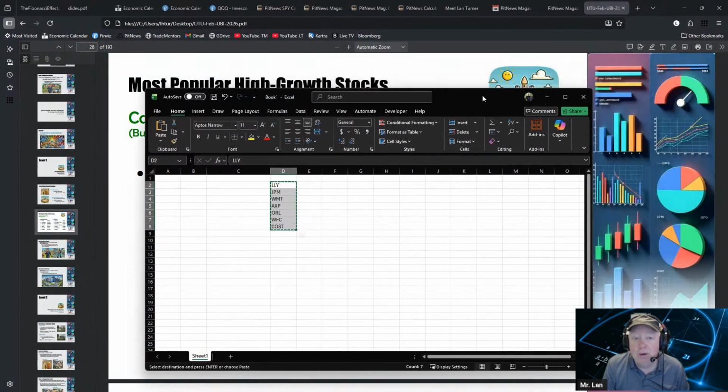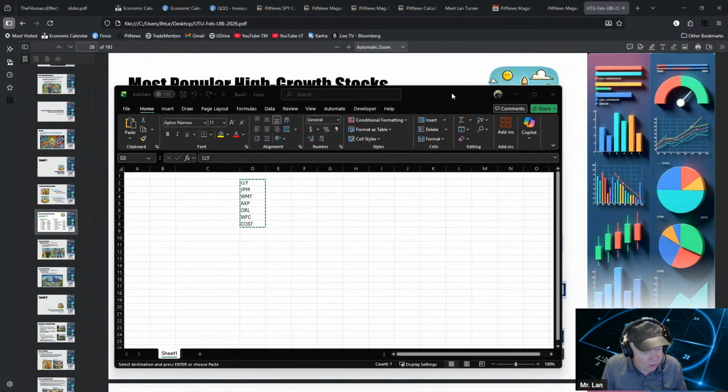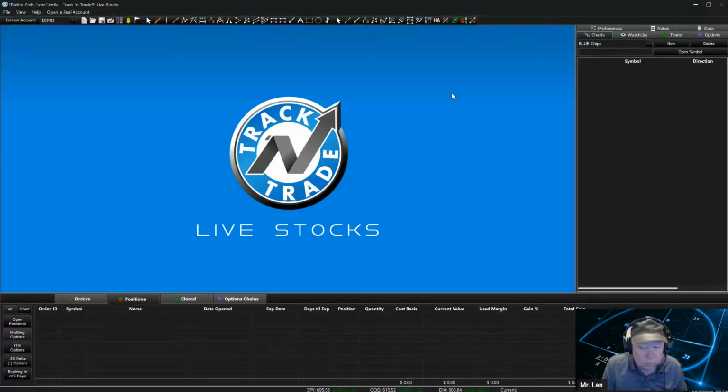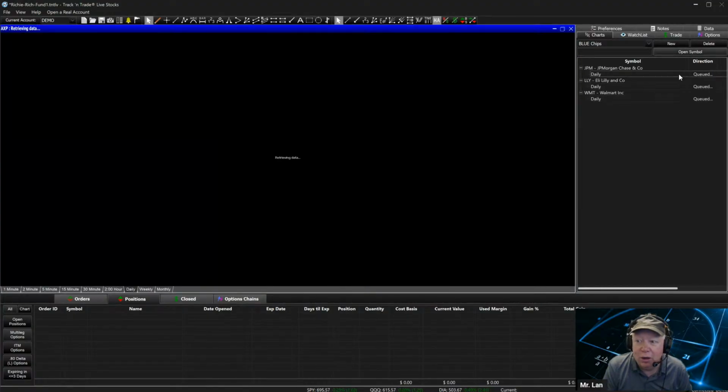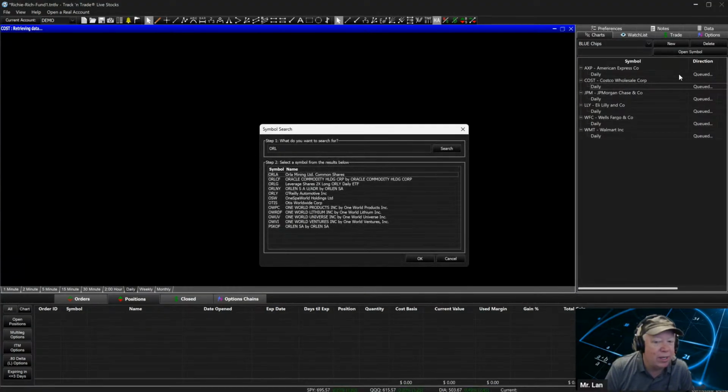And then you can come over here into Track and Trade, and you can just paste them right here. Control V, paste. See that? Now I hit open column, and there they go. Boom, boom, boom, boom, boom. So you can copy and paste symbols.